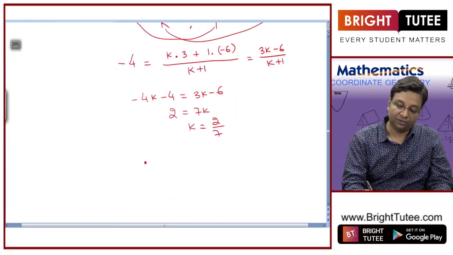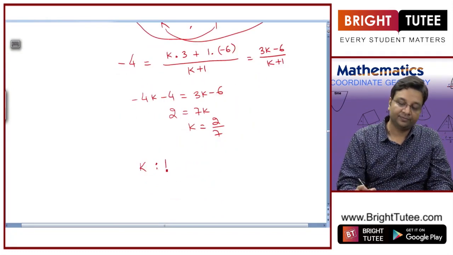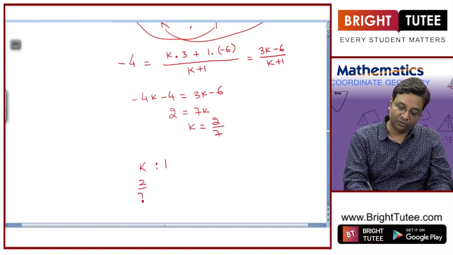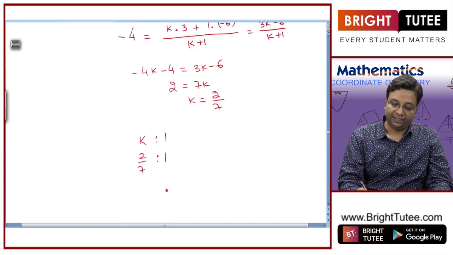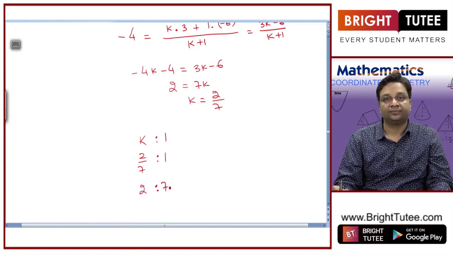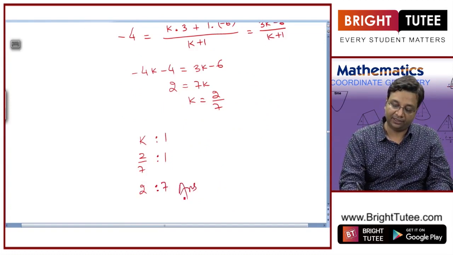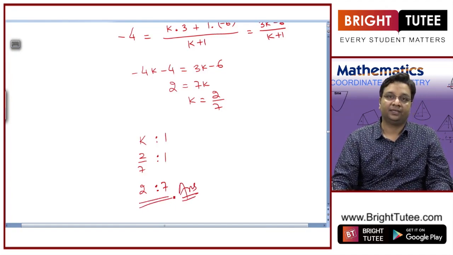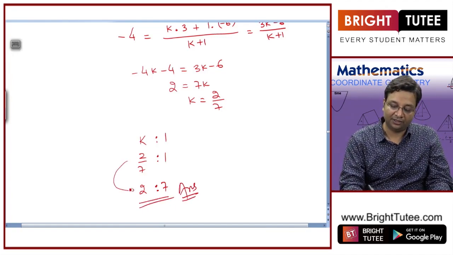And the assumed ratio was what? K is to 1, right? So the ratio is 2 by 7 is to 1, right? I can write this ratio as 2 is to 7 also, right? So this is my final answer, right? Why can you write this ratio as this one?